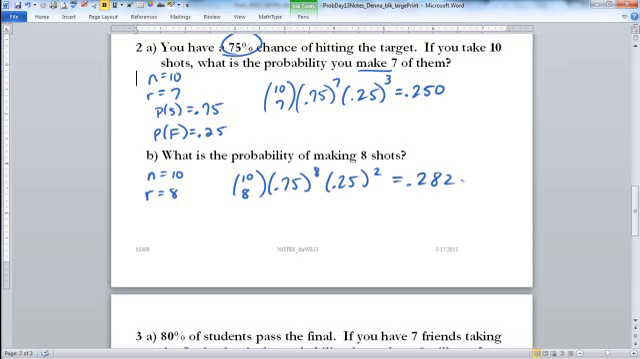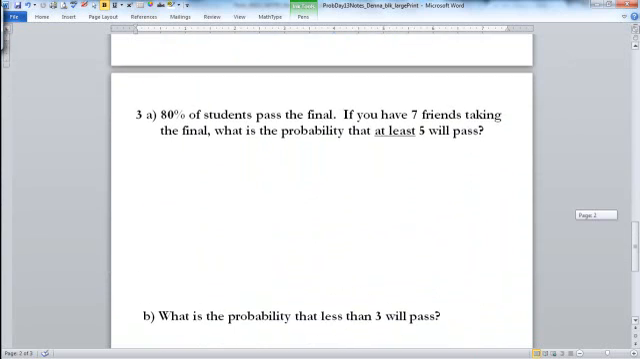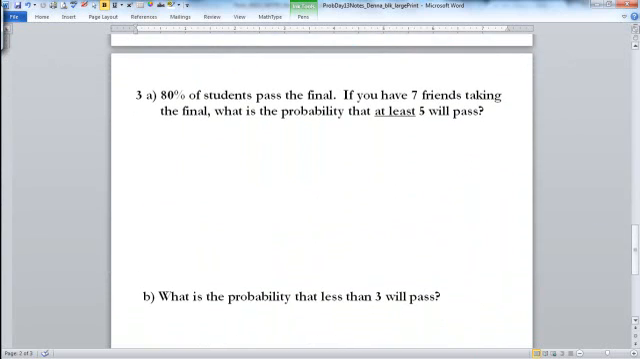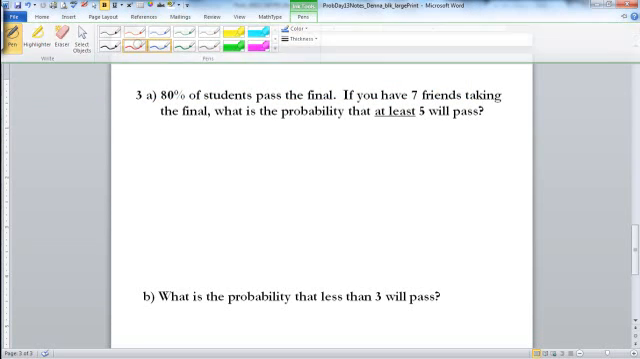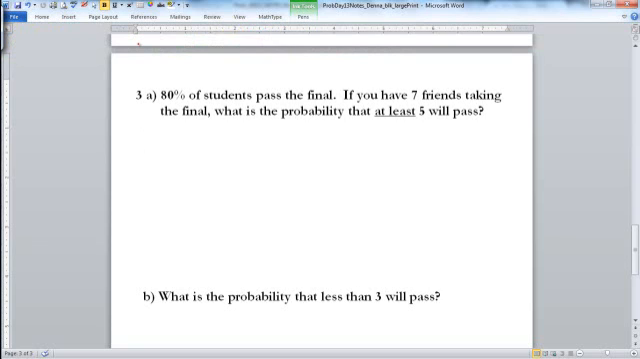Now the next scenario we're going to look at involves those key words that we've talked about many times, at least. And in all of our previous examples, when we've seen problems that involved words that denote an inequality, at least, at most, no more than, no less than, in all of those cases, we have to figure out all of the possible ways to fulfill this criteria, find their individual probabilities, and then add them up. So if we look at what we have going on here, we have 80% of the students pass the final. If you have 7 friends taking the final, what is the probability that at least 5 will pass? So first, I'm going to figure out the probability of 5 people passing, then probability of 6 people passing, and then lastly, the probability of 7 people passing.